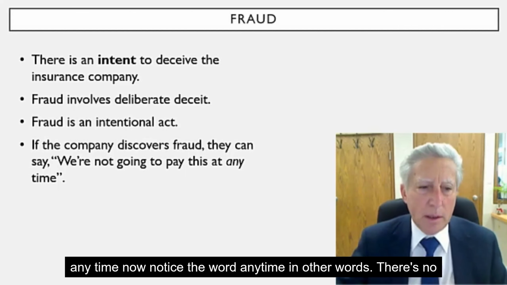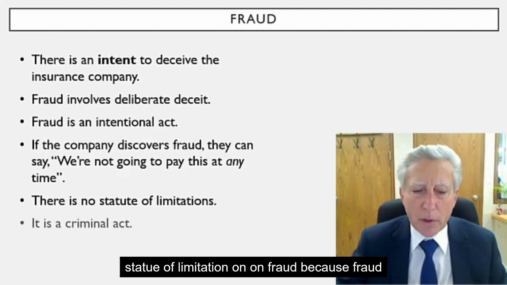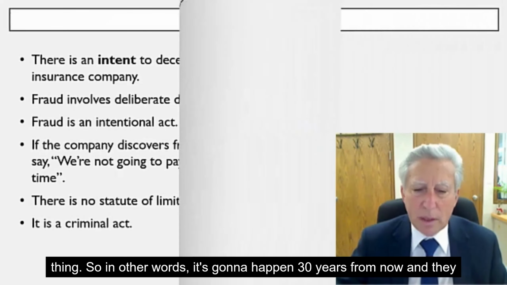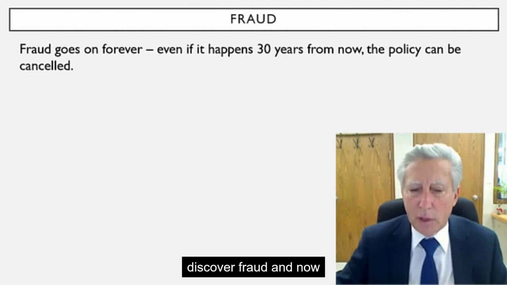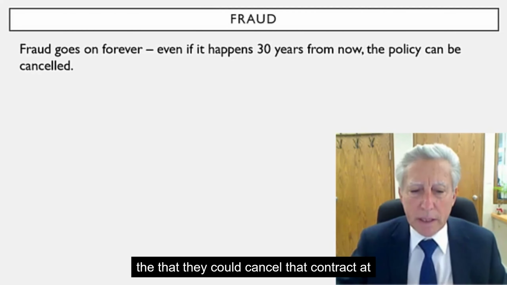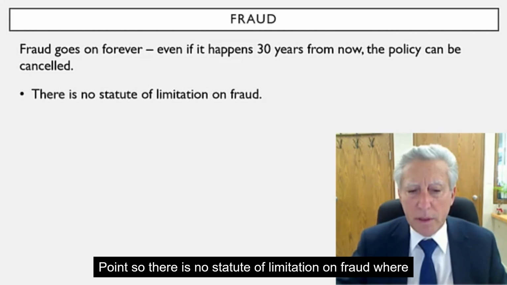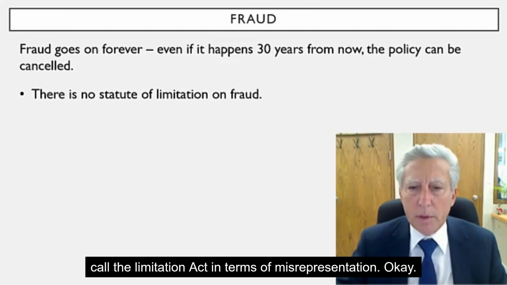Now notice the word any time. In other words, there's no statute of limitation on fraud because fraud is considered a criminal act. That's the main thing. So in other words, this could happen 30 years from now, and they discover fraud, then they could cancel that contract at that point. So there is no statute of limitation on fraud. There is a limitation under what they call the Limitation Act in terms of misrepresentation.